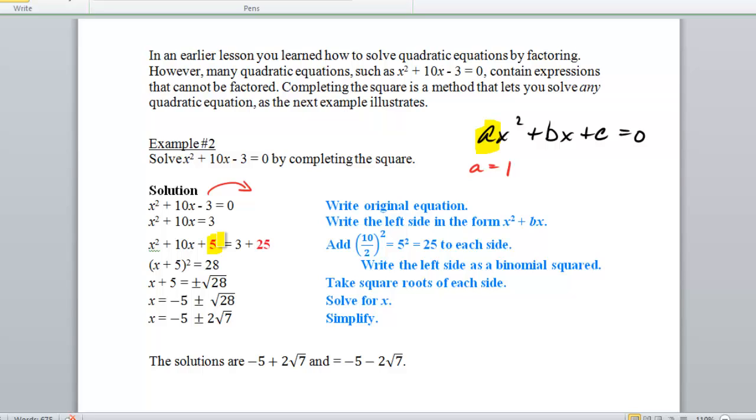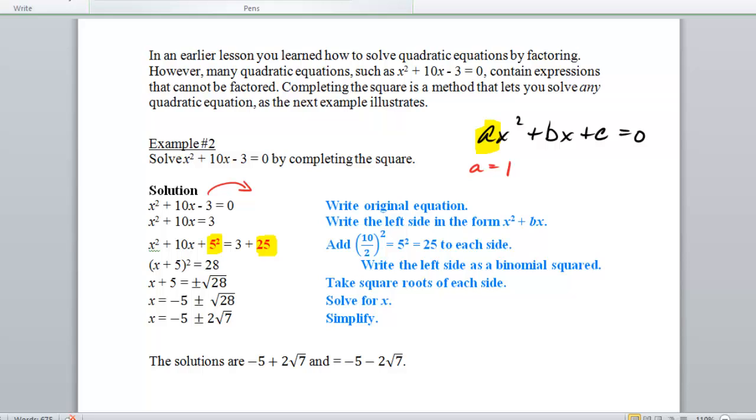The important thing to remember is the golden rule of algebra: to keep the equation balanced, whatever you do to one side, you must do to the other side. So it's very important that you add that 25 to the other side as well. Then we factor that perfect square trinomial into a binomial squared, and you can see we have x plus 5 squared equals 28. We've seen problems like this before, so we can take the square root of both sides to get rid of that square, and then simplify. So x equals negative 5 plus or minus 2 times the square root of 7 would be our final two solutions.